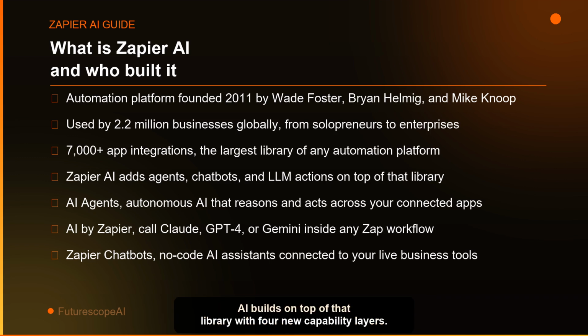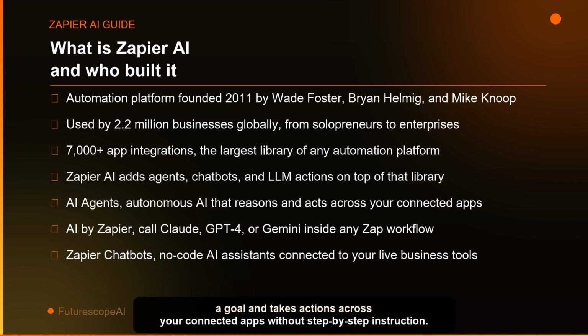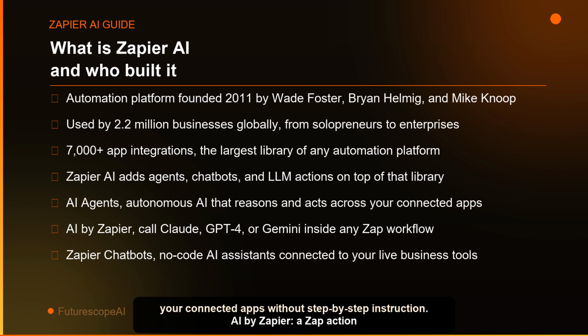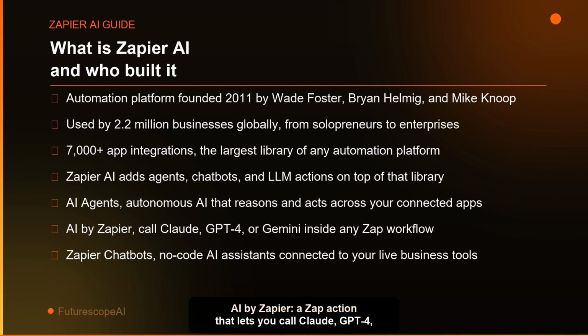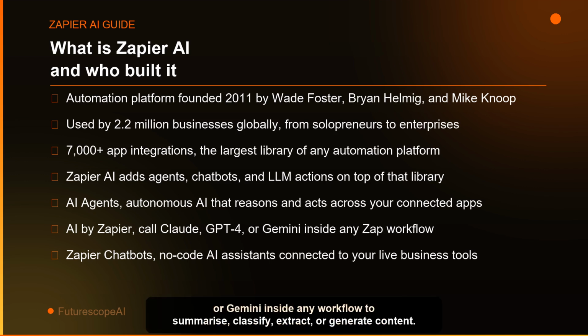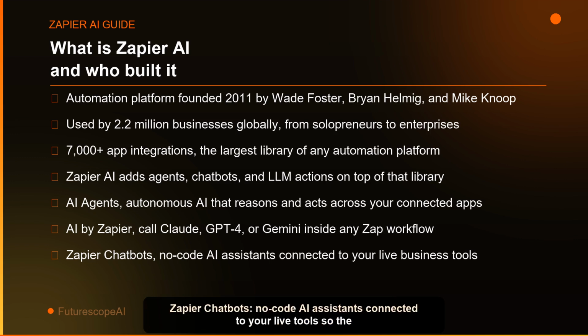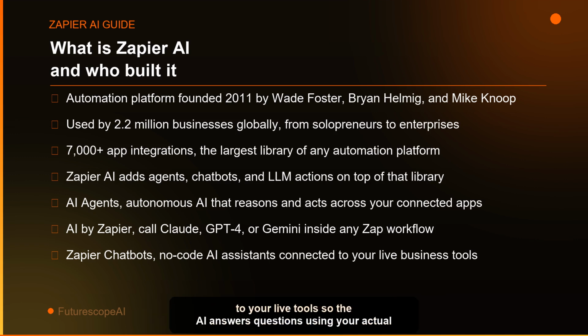Zapier AI builds on top of that library with 4 new capability layers. Agents, autonomous AI that reasons about a goal and takes actions across your connected apps without step-by-step instruction. AI by Zapier, a Zap action that lets you call Claude, GPT-4, or Gemini inside any workflow to summarize, classify, extract, or generate content. Zapier Chatbots, no-code AI assistants connected to your live tools so the AI answers questions using your actual business data. And Canvas, a visual AI workflow builder where you describe what you want and the AI maps out the automation.